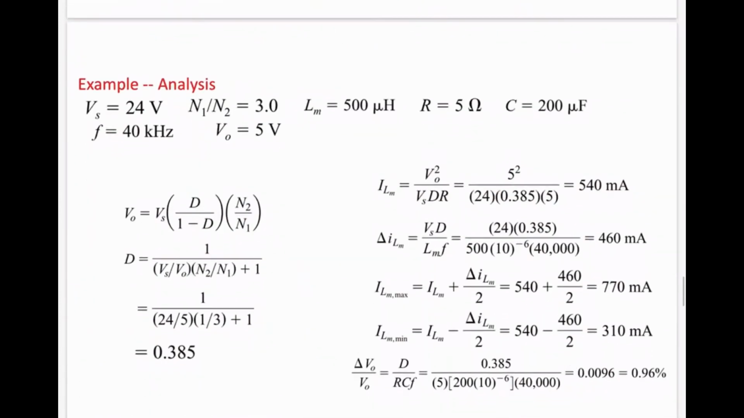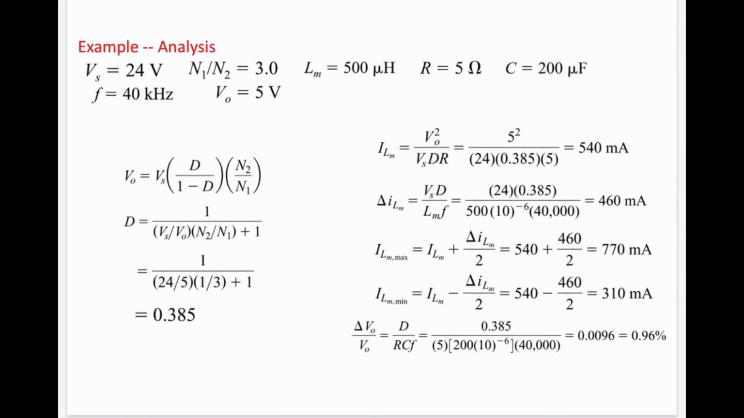Okay, now let's look at this example. Let's suppose that our input voltage is 24 volt, turn ratio is 3, magnetization inductance is 500 microhenry, load resistance is 5 ohm, capacitance is 200 microfarad, switching frequency is 40 kilohertz, and the output voltage is 5 volt. We want to analyze this circuit.